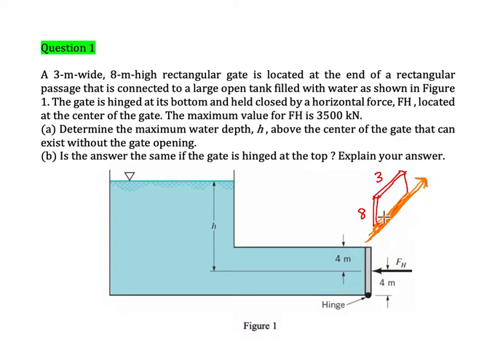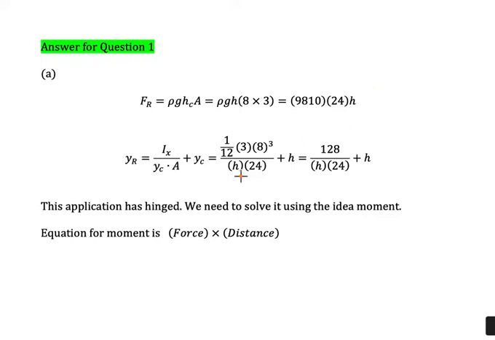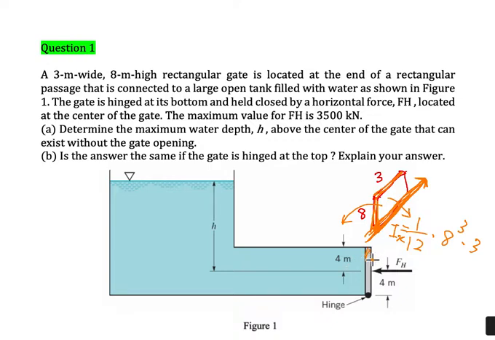This means that if the gate starts to rotate, it must rotate about the hinge here. It will rotate in this direction or that direction. According to the location of this axis, we could write the moment of inertia for a rectangle as 1 over 12 times the distance here to the power of 3, multiplied by the length here, which is 3. So we could calculate it as 1 over 12, 3 times 8 to the power of 3. We divide by yc. According to this diagram, because the water gate here is vertical, the location of hc here is equal to yc.